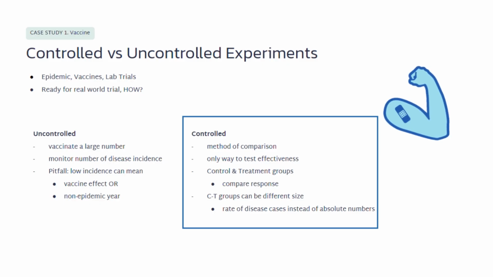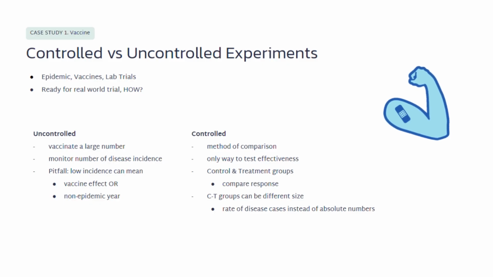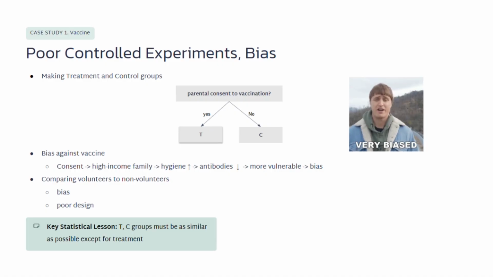The experiment should be controlled. We learned that uncontrolled experiments cannot give you any meaningful indication of the effectiveness of the vaccine. So a controlled experiment is good, but then the question is how you run this experiment. In a controlled experiment you have a treatment group and a control group. The question is how you make these two groups. You have to decide who goes to the treatment group and who goes to the control group.